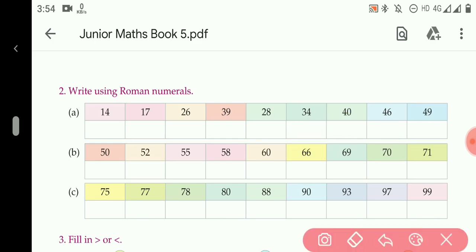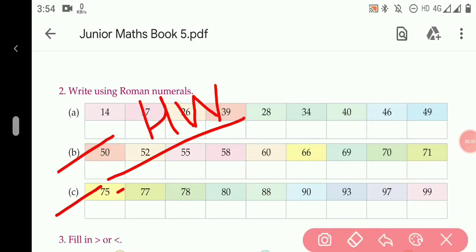Then 40 is written as XL. Then 46 is written as XLVI. Then the last one, 49, is written as XLIX. In the same manner, B and C will be your homework. Write in a copy and write in Roman numerals.